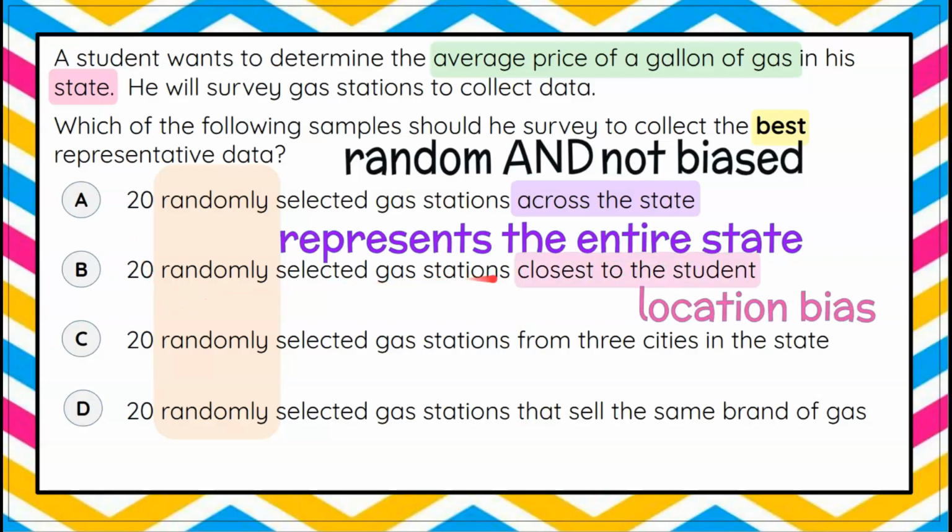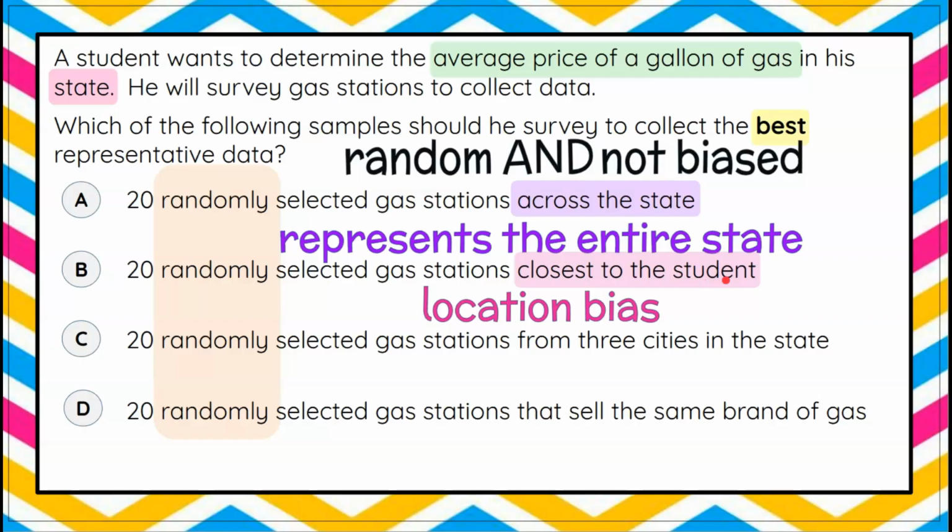Choice B says randomly selected and closest to the student. That seems like it has some location bias in there. It's randomly selected, but only gas stations near the student. One local area may not represent prices in another part of the state. I'm going to rule this one out because A is less biased than this.